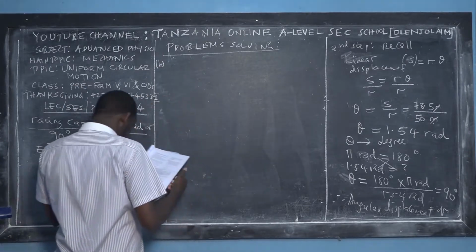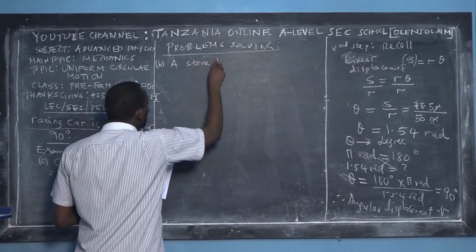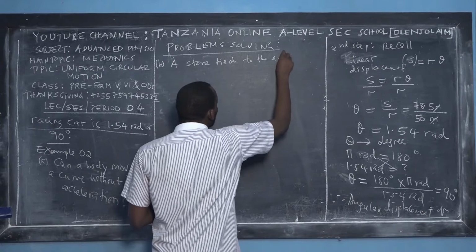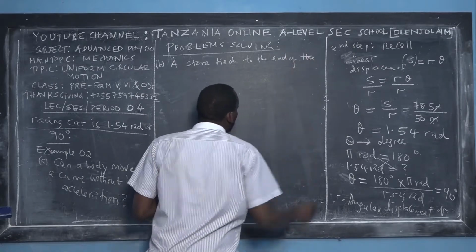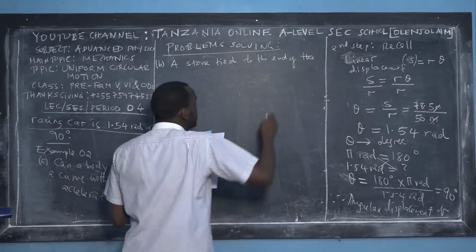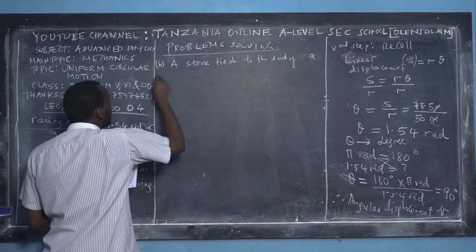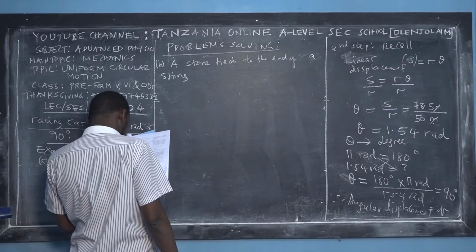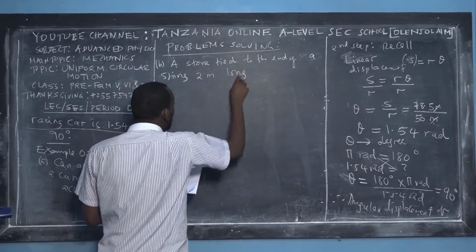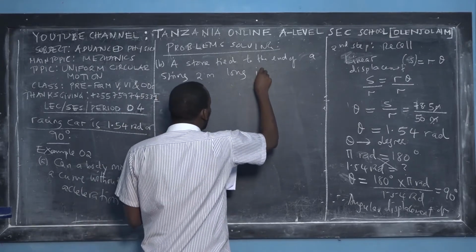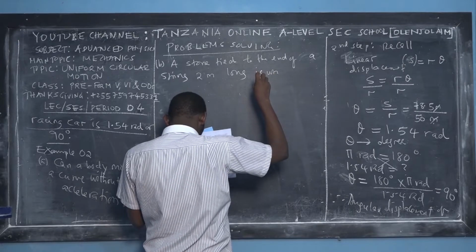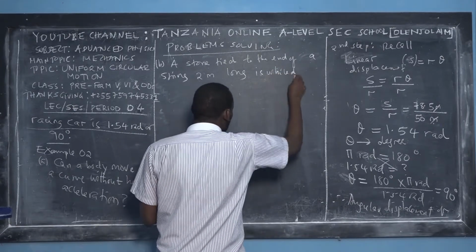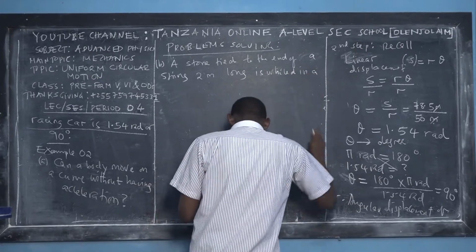Part B states that a stone tied to the end of a string, the end of the string 2 meters long, is really in a horizontal circle.